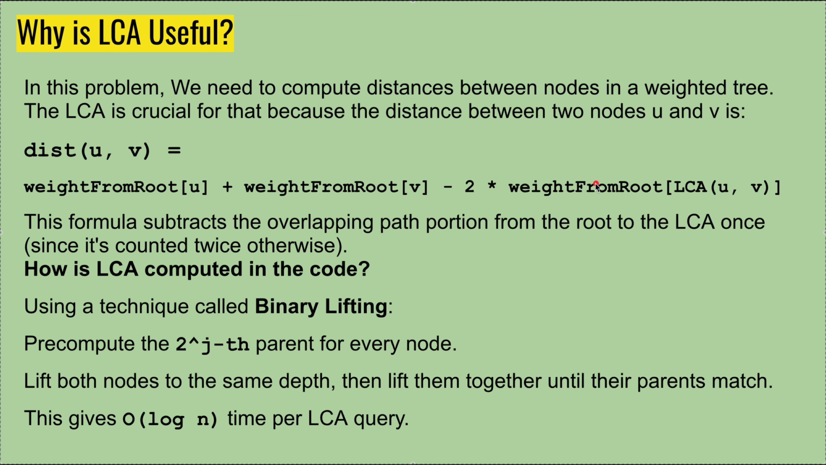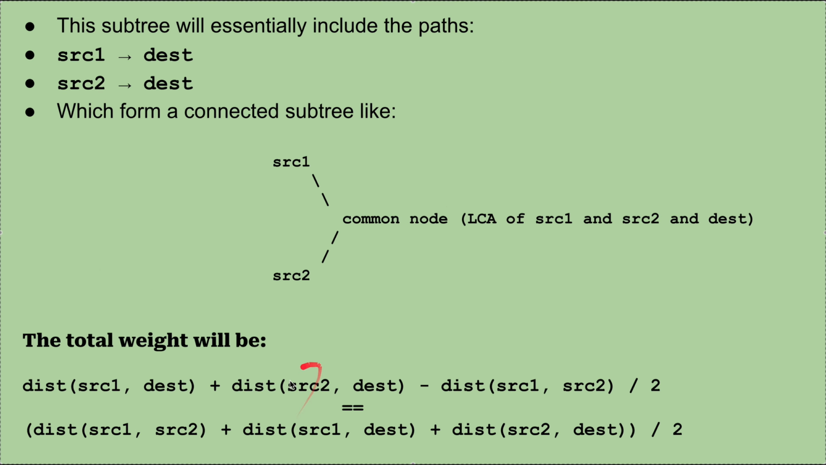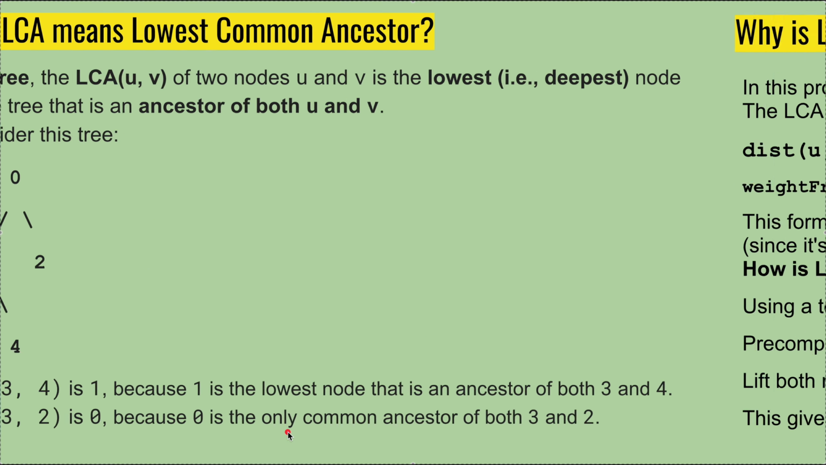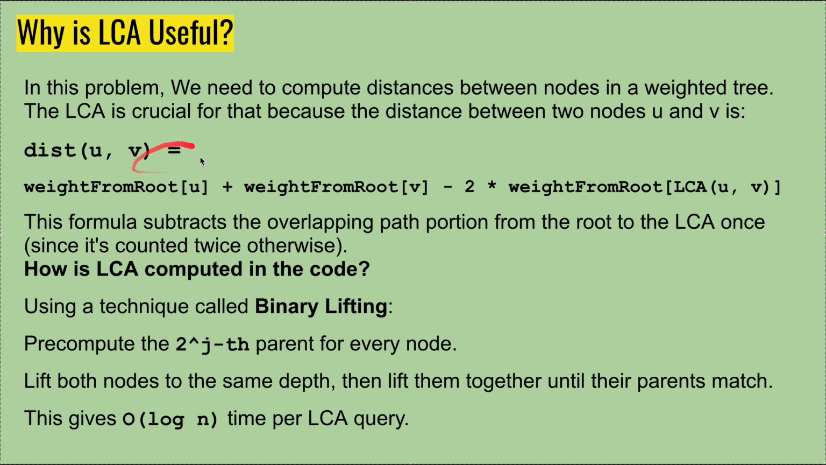There will be some node, right? We multiply that node's weight by 2 and subtract it, or you can use the other formula that we have given. Either use this formula or that formula. So this formula subtracts the overlapping path portion from the root to the LCA, which is counted twice.